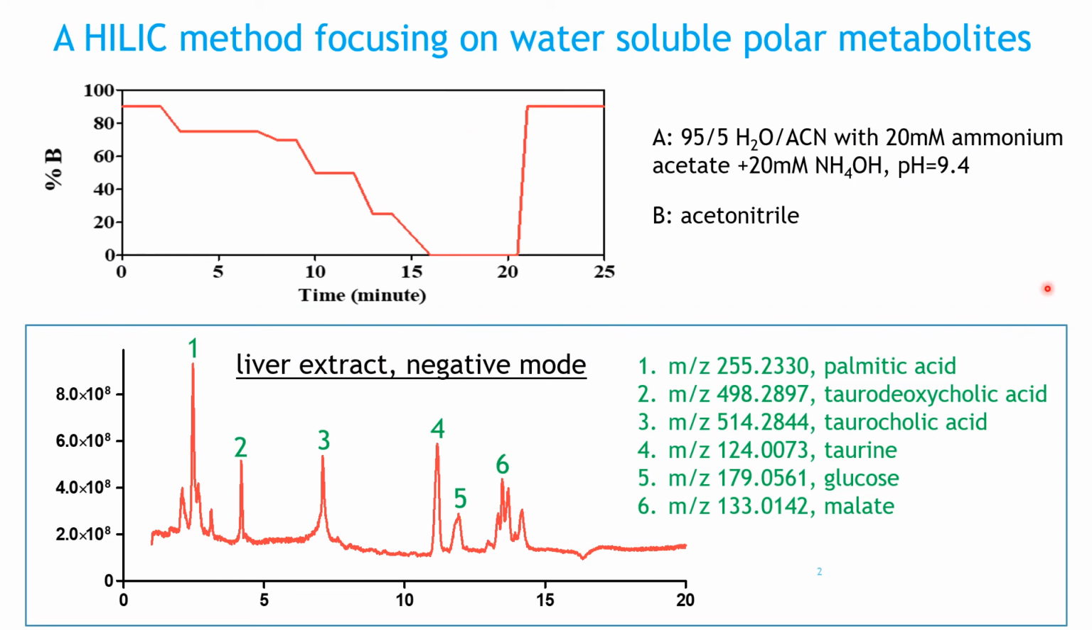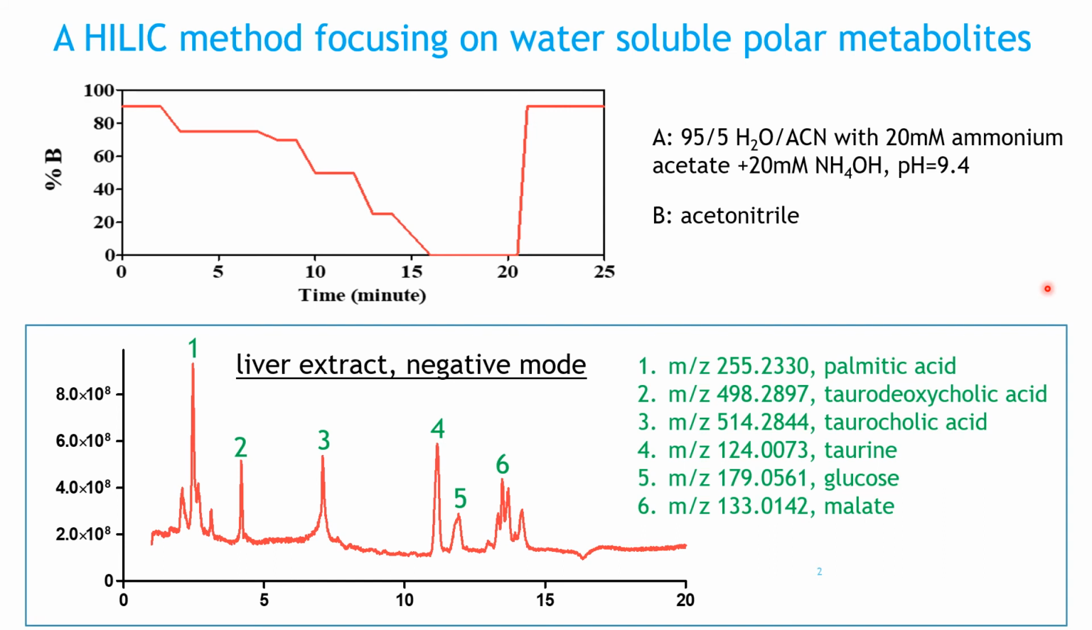So I will first begin with the LC method we are using. We are mostly interested in those polar metabolites, so we are using a HILIC method running on a Waters amide column. We have ammonium acetate, ammonia, and ammonium hydroxide in the LC buffer to reach a pH around 9. We need this pH 9 in order to see compounds like ATP and NADPH.